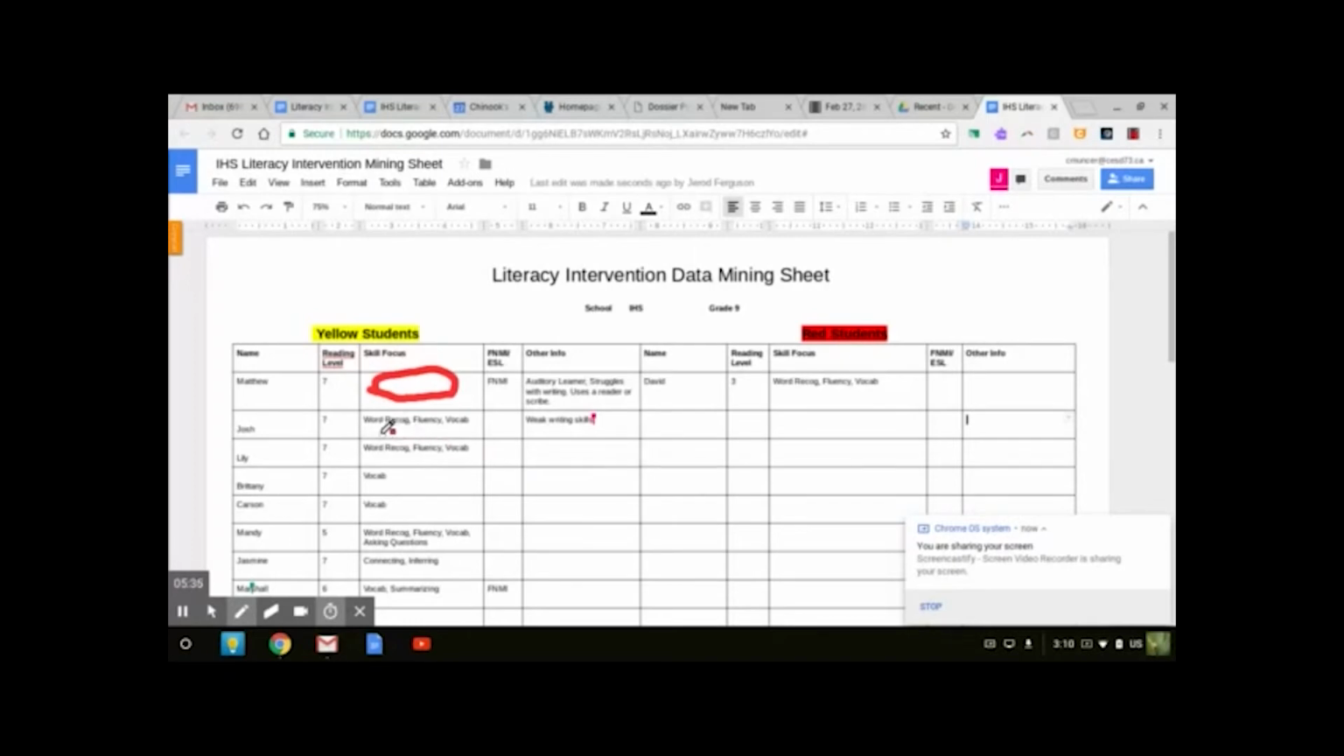Would you say that what's reported here in the data is accurate to what you've noticed he does in class, in terms of having problems with new vocabulary, his ability to read fluently or recognize words? Yeah, absolutely. Okay, good. Let's talk a little bit about Lily.